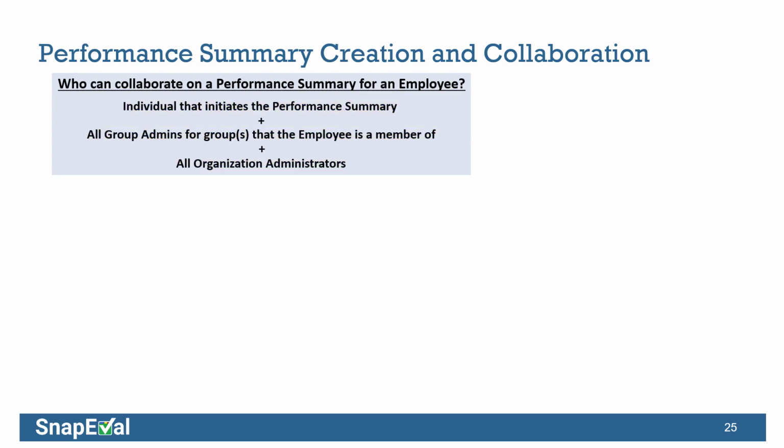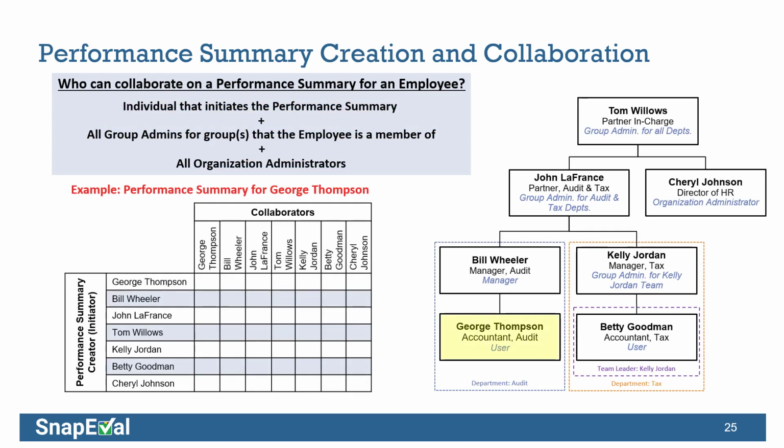And we put together a graphic here that shows you how this works. So let's say we're going to do a performance summary for George Thompson, who's highlighted in yellow here. And you can see Bill Wheeler is his manager. John LaFrance, just like we looked at a little earlier, is the group administrator for a group that George is a member of. Kelly Jordan and Betty Goodman are in a group that's completely in a different department. And then you've got Cheryl Johnson, who's the organization administrator because she's the director of human resources. And then you've got Tom Willow, who's a group administrator for all groups because he's the partner in charge.